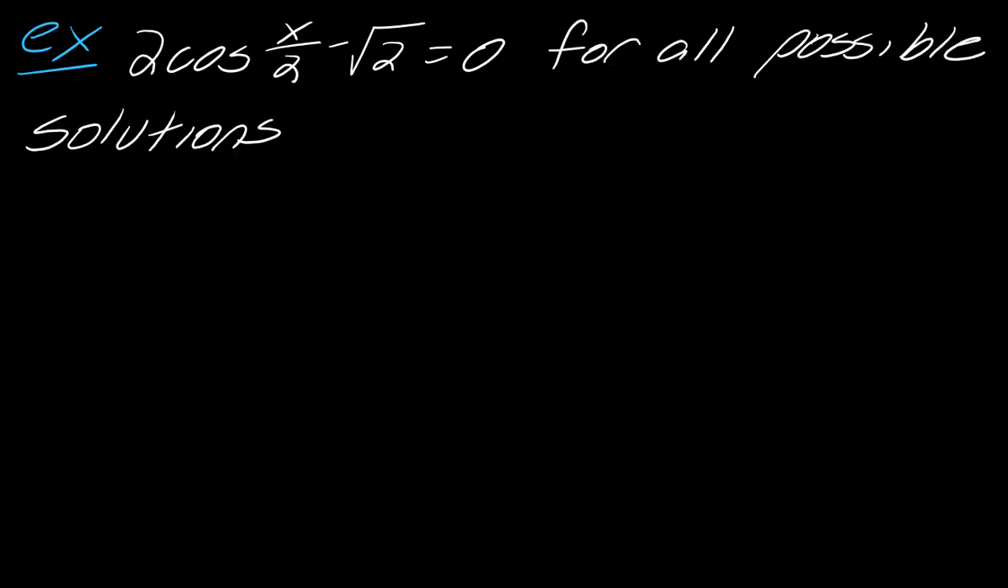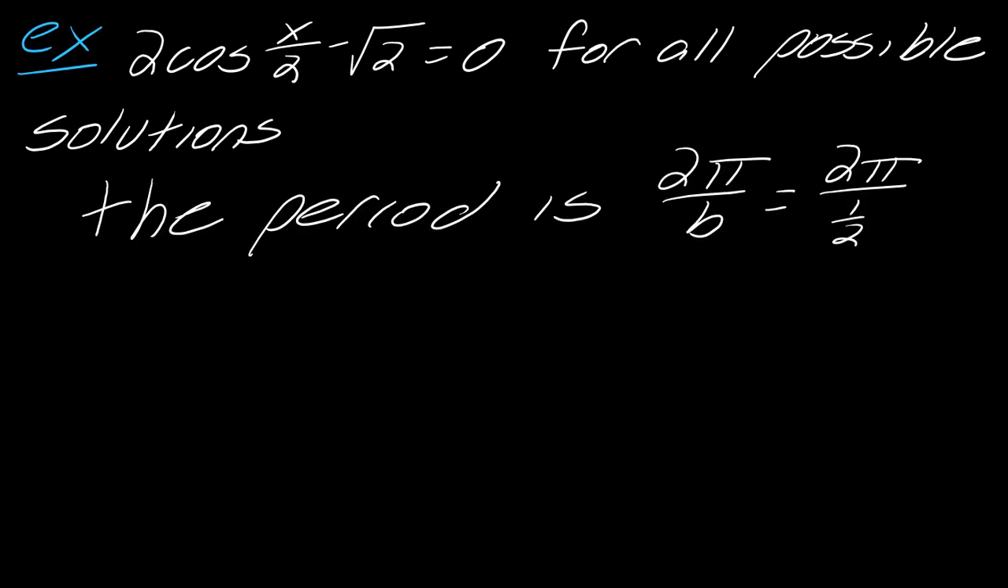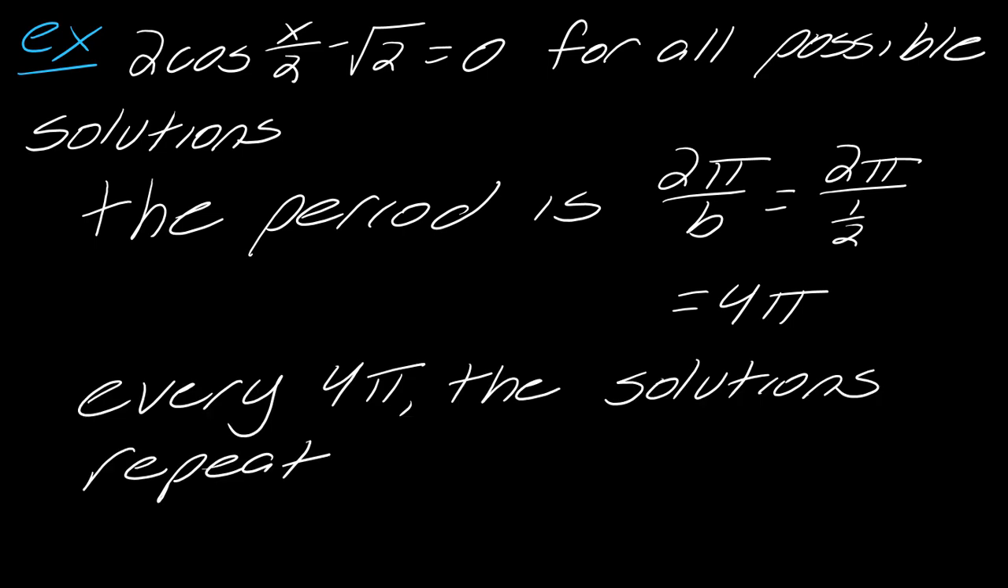Now, what if I wanted to do this for all possible solutions? How could I extend this? The thing you're going to want to notice here is that the period of this particular cosine equation is 2 pi over b. So this is equal to 2 pi over 1/2, because we've got the 1/2 times x. I use that to help me define the period. When you're using half angles, this is how you extend this to all possible solutions. You notice what that period is. It's 4 pi. What that means is that every 4 pi, the solutions repeat.